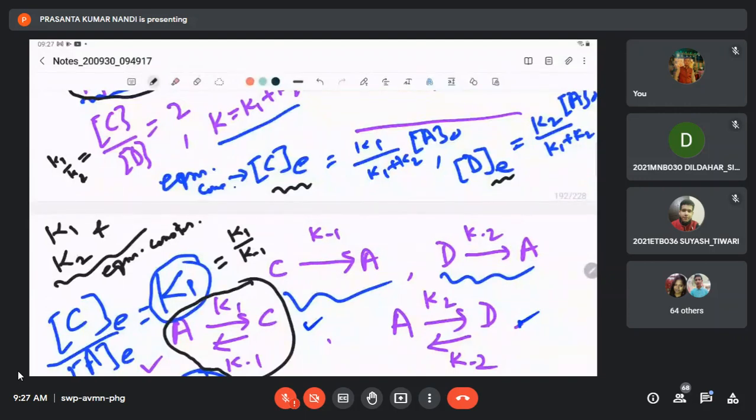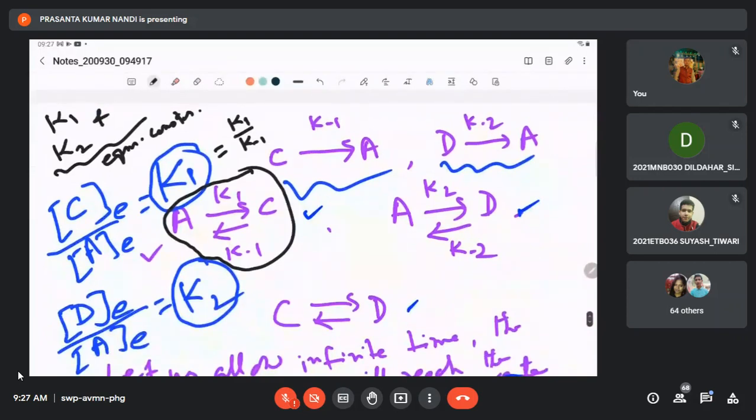And A to D, similarly, we can write K2. So D by E, the concentration ratio, gives the equilibrium constant K2. This K2 naturally is equal to what? It would be the ratio of small k2 by k minus 2. Okay. So this is the ratio.